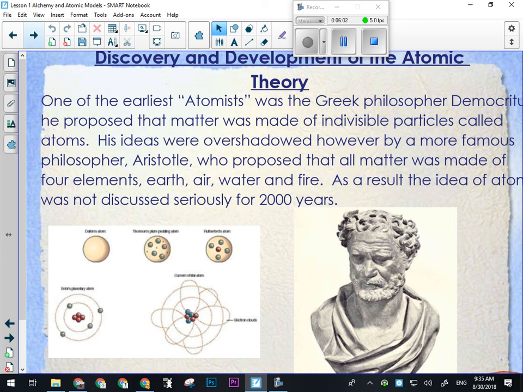Okay, but it wasn't all bad for Democritus because he did come up with some pretty good ideas. What does his name sound like? Democracy. That's him. That's the guy. Okay, so it wasn't all bad for him. Okay, he did come up with some good things.